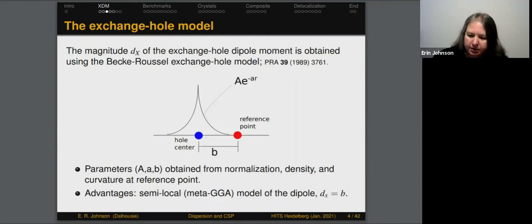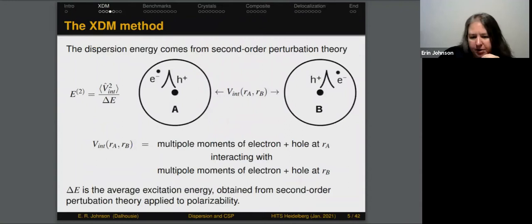So now that we have our exchange hole model, we can obtain an expression for the dispersion energy from second order perturbation theory. So our perturbation here is that we're going to interact the multipole moments, the dipole moment and higher order multipole moments, of the electron in its exchange hole in one atom A with the multipole moments for the electron in the exchange hole in atom B, and that gives rise to a perturbation. Within second order perturbation theory and the closure approximation, we can then obtain our second order energy correction in terms of the expectation value of the square of the perturbation divided by some average excitation energy denominator. And that denominator can be obtained from the second order perturbation theory applied to atomic polarizability.